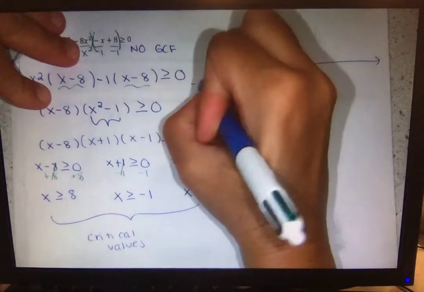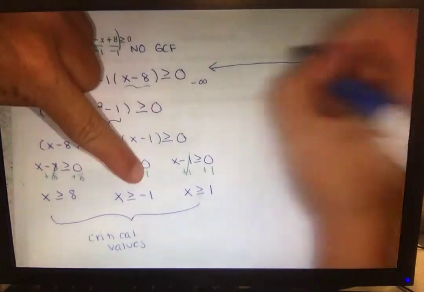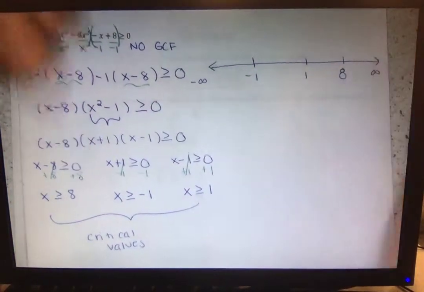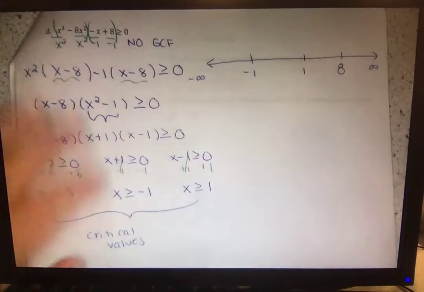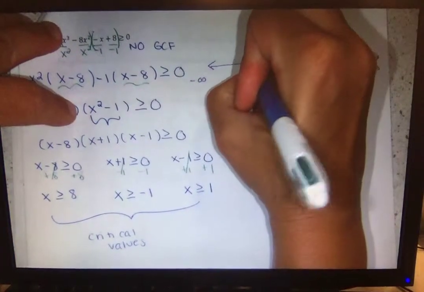Our number line's still going from negative to positive infinity, so make sure you put them in order. So we have negative 1, positive 1, and positive 8. So if you notice, now this breaks our graph into 4 sections. So we're going to have to test 4 different numbers. Are these critical value points included with a closed or open circle? They're included, so a closed circle.